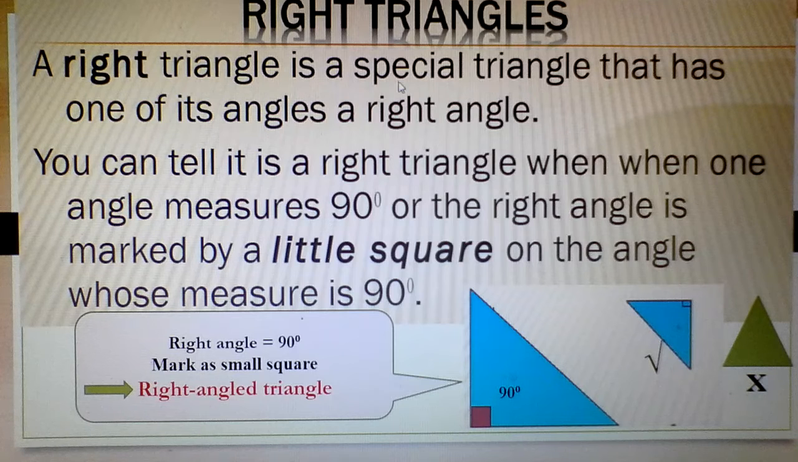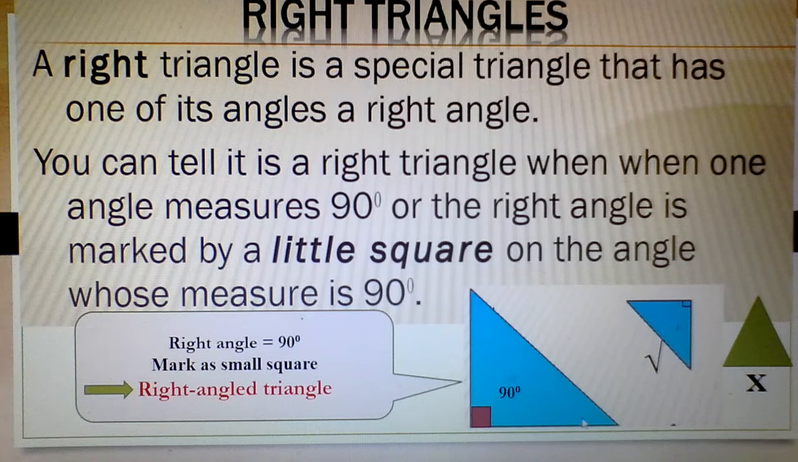A right triangle is a special triangle that has one of its angles as a right angle. What is a right angle? A right angle is a 90 degrees angle. So you can tell it is a right triangle when one angle measures 90 degrees, or the right angle is marked by a little square on the angle whose measure is 90 degrees.